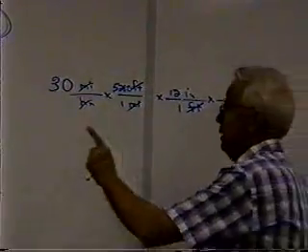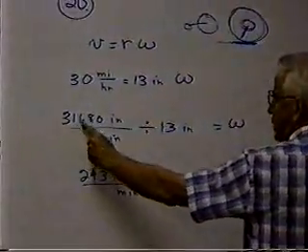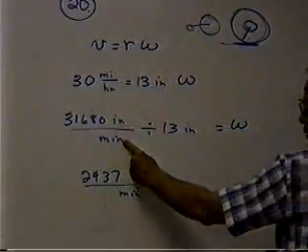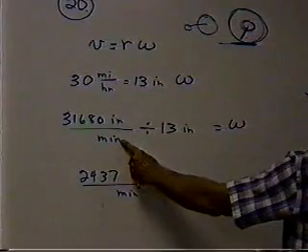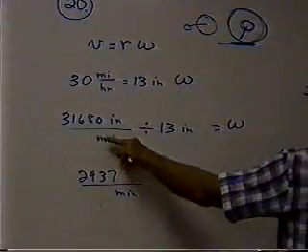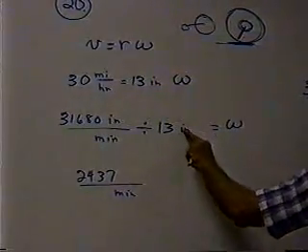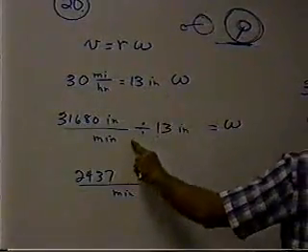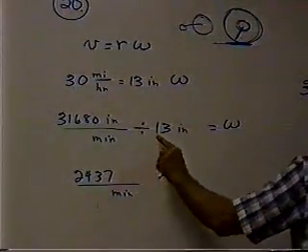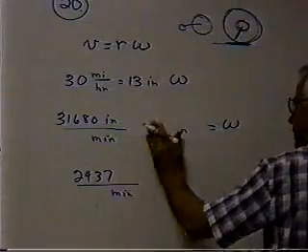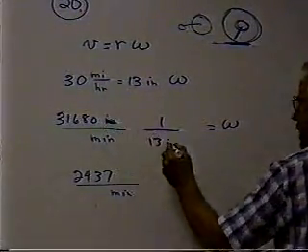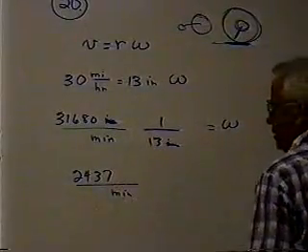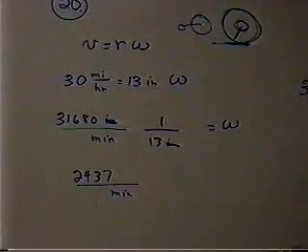And so all that multiplied out was 31,680 inches in a minute. Okay, that's how fast you're traveling linearly. Well, to find omega, I divide by 13 inches over here. Look what happens. The units divide out. 13 goes into that approximately 2,437.